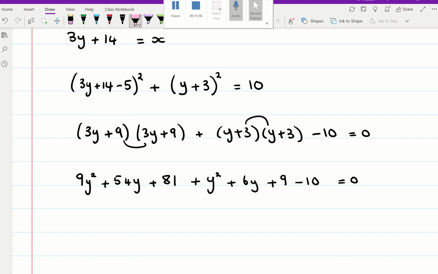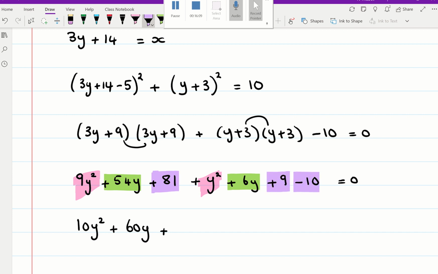So we get the like terms together. So I've got 10y squared. And then I've got plus 54y plus 6y. So this is plus 60y. And then I've got 81 plus 9 minus 10. So 81 plus 9 minus 10. So this is plus 80 equals 0.